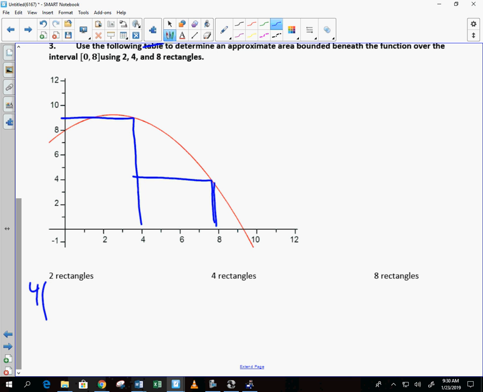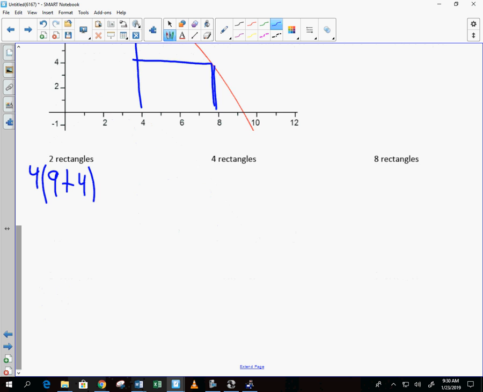So, estimate the first height. What do you got for the first height? Sure, we'll go 9. How about the next height? 4, sure. Whatever you want. 9 plus 4, 13 times 4 is 52.